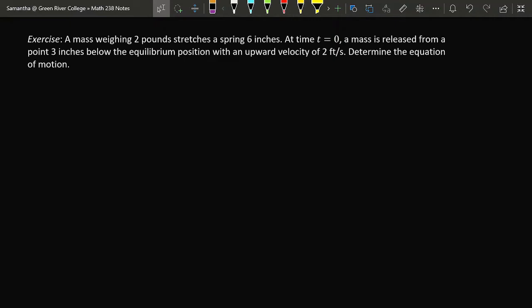So at the initial time t equals 0, someone takes hold of this mass, pulls it down 3 inches below its normal equilibrium position, and then releases it, pushing it upward at an upward velocity of 2 feet per second. So let's use this data to determine the equation of motion. So let's assume that the spring mass system is in free undamped motion, so that it can be represented by the differential equation x double prime plus spring constant divided by mass times x is equal to 0.